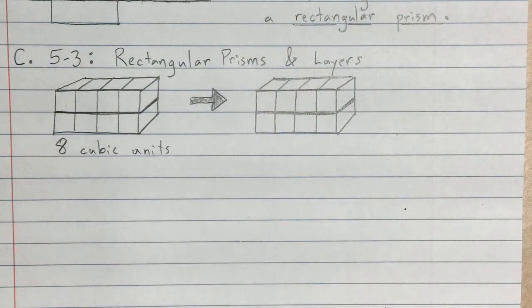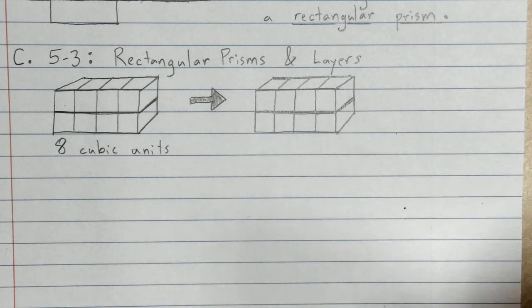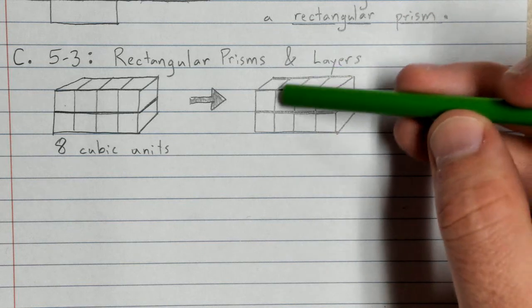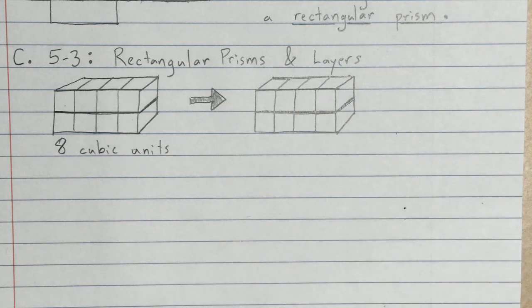If I can ever hold these colored pencils, what I'm going to do is break it into layers. Now, like I said, I could do this a few different ways. I could make a bunch of layers of 2. So here's a layer, here's a layer, here's a layer, here's a layer. I could split here and then have 2 layers again, but it would be of 4 cubes each.